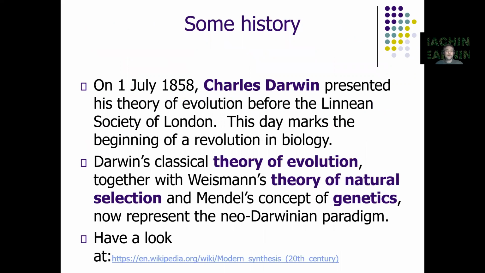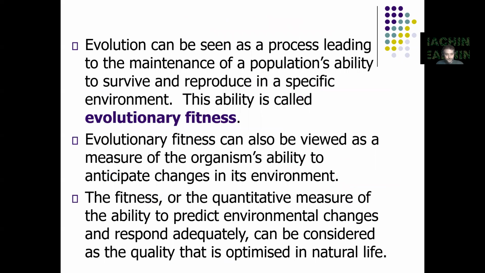I like to have a couple of slides on the history behind the use of the algorithms. For example, it's worth mentioning Charles Darwin. He presented the theory of evolution in 1858. Darwin's theory of evolution, together with the theory of natural selection and the concepts of genetics by Mendel, now represent the so-called neo-Darwinian paradigm. You can have a look on Wikipedia. There's a nice article about the 20th century view on evolution theory and the combination of the different paradigms.